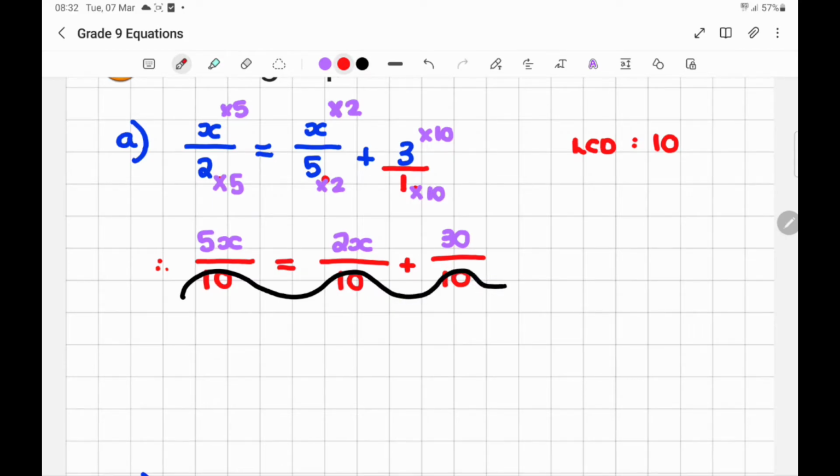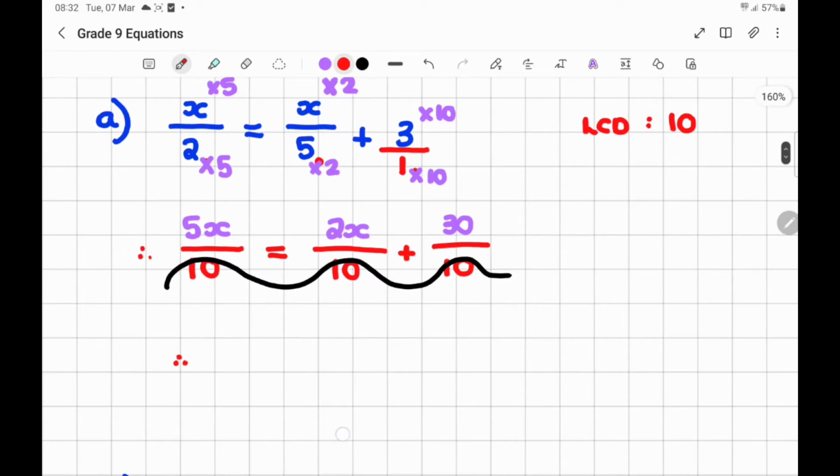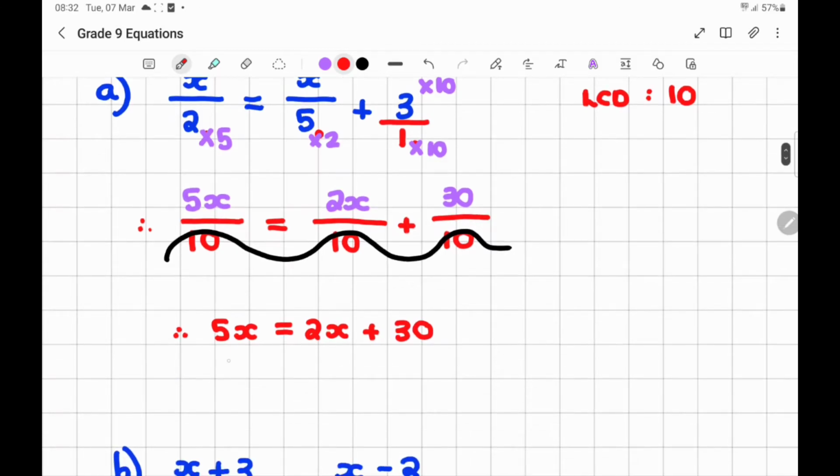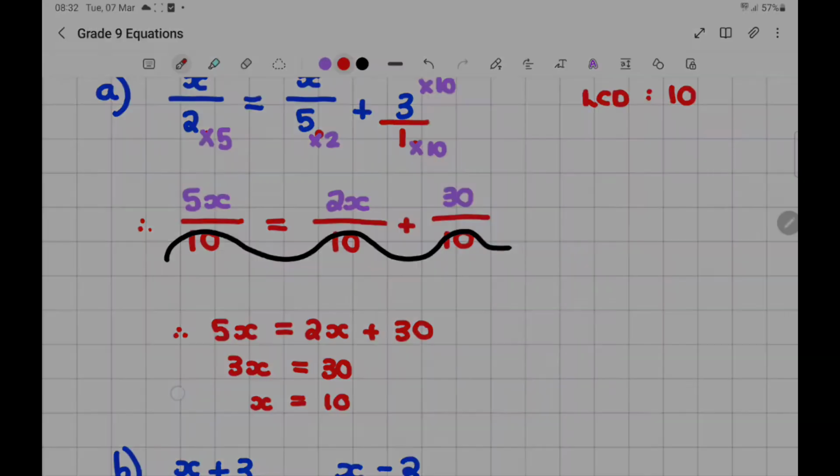And then the top parts are equal to each other. So 5x is equal to 2x plus 30. That's not too bad. And then I'm just going to solve for x from there. 5x minus 2x is 3x is equal to 30. Divide by 3 on each side and you get x is 10.